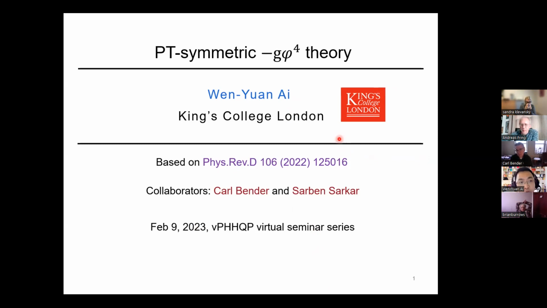And today I'm going to talk about the PT-symmetric minus g phi^4 theory. This talk is based on work done together with Bender and Sarkar.